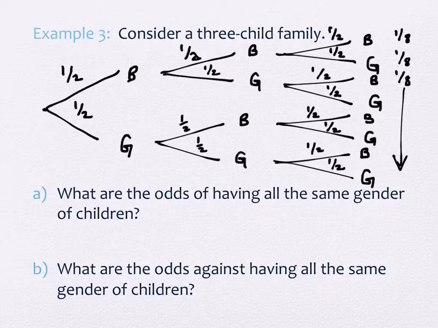All right, first question says, what are the odds of having all the same gender of children? So using this diagram, what pieces are the desired outcomes? All boys or all girls?